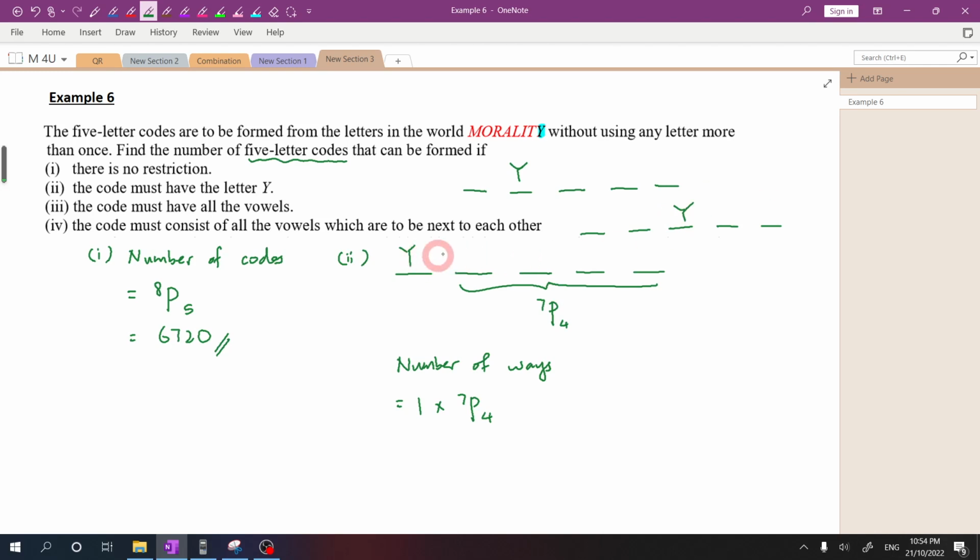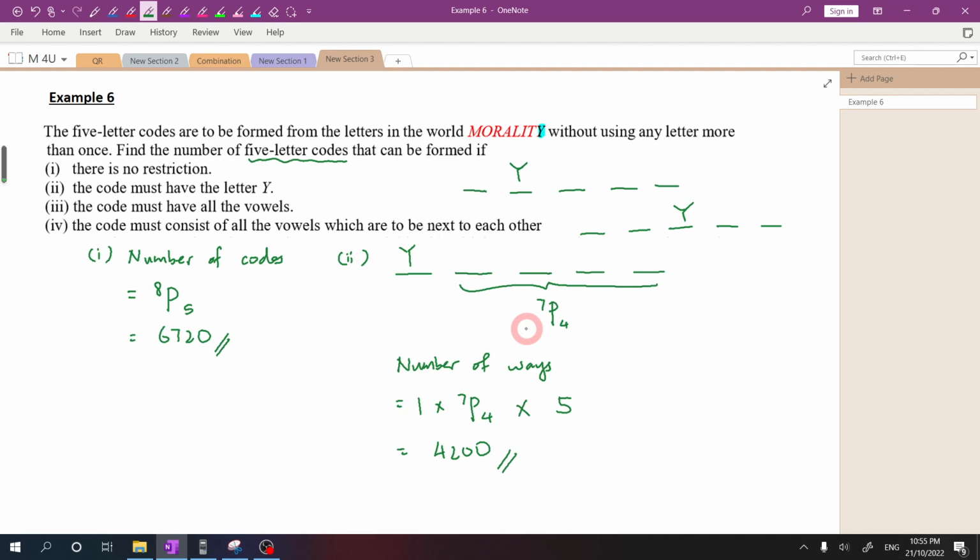So in total we have 5 places for y. It can be here, here, here, here, or here. So we need to times 1, 2, 3, 4, 5. Okay, just press the calculator. 7P4 times 5. You will get 4200. This is one of the methods to solve this type of questions.